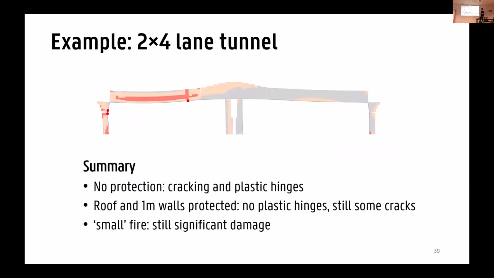So to summarize this case study, as of today there is no passive fire protection, and if there were a fire, either a severe one or a small one, there would be cracking and formation of plastic hinges. If we protect the roof and the first meters of the wall, which is quite common in the Netherlands, this would already be severely reduced, but there would still be some damage and some cracks. And as I said, in case of a small fire, there will still be some damage.